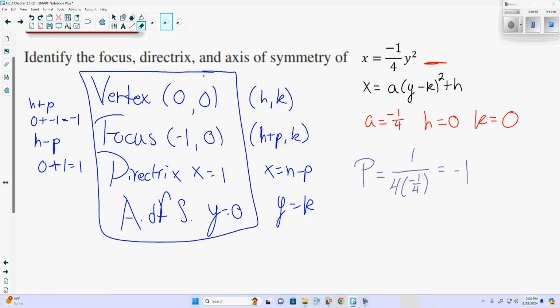And really, after doing all the ones where the vertex was not 0, 0, it makes the ones where the vertex is 0, 0 a little bit nicer. Questions on these here? Are we ready for the next one?